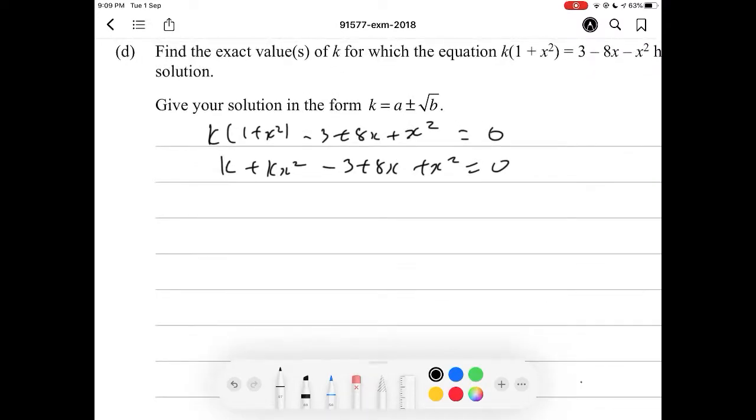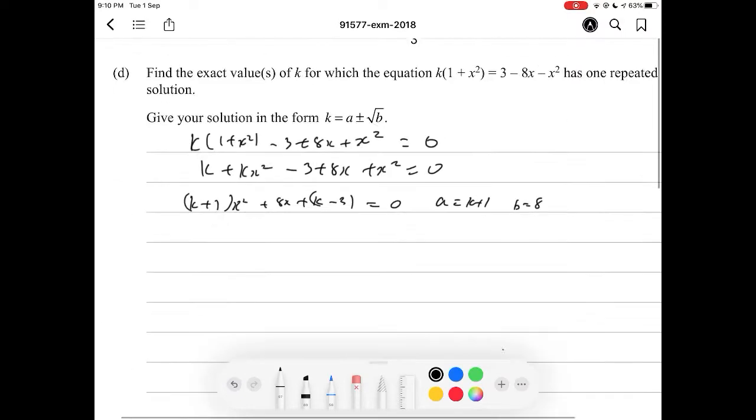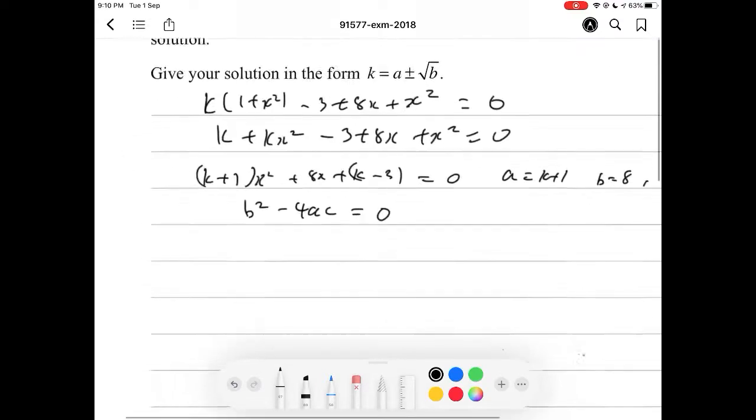And now we're going to group the like terms, so we're going to say that (k plus 1)x squared plus 8x plus k minus 3 equals 0. So in this case, we can clearly see that a equals k plus 1, b equals 8, and c equals k minus 3. So for one repeated root, b squared minus 4ac equals 0.